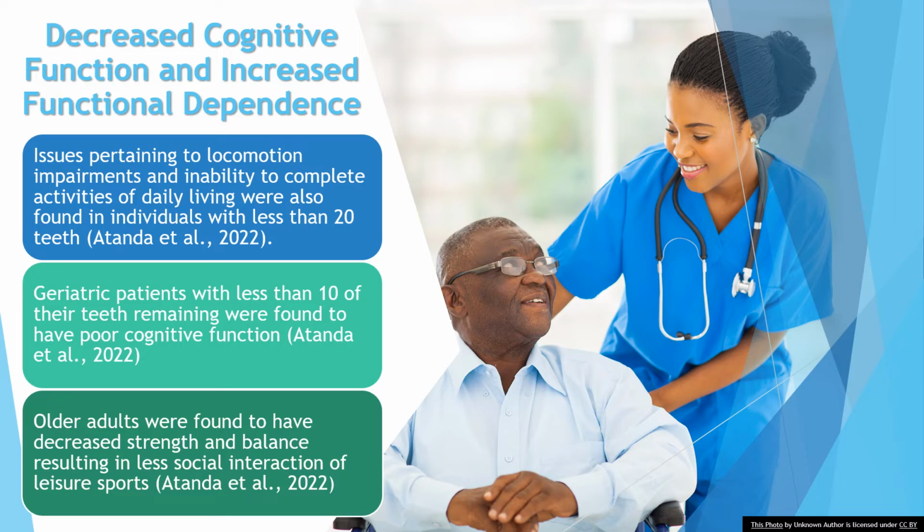As you can see on the current slide, decreased cognition and increased functional dependence can be the result of poor oral health. Poor oral health affecting functional dependence will cause an increase in need for assistance with locomotion and the patient's inability to complete their ADLs without assistance. Older adults, because of poor oral health, have decreased strength and balance, resulting in a greater risk for falls, reduced social interaction, and less desire to participate in leisure activities.